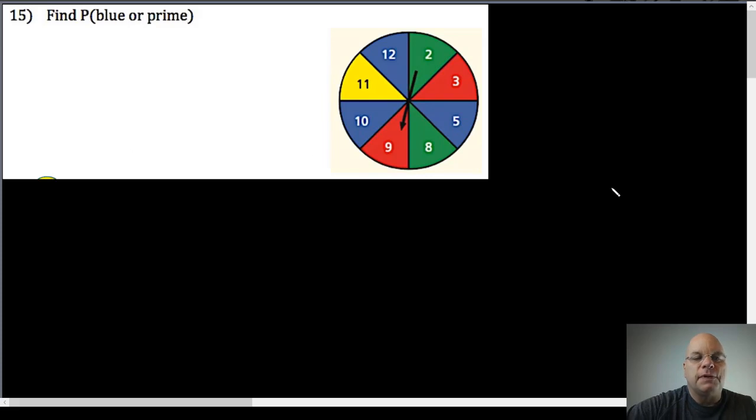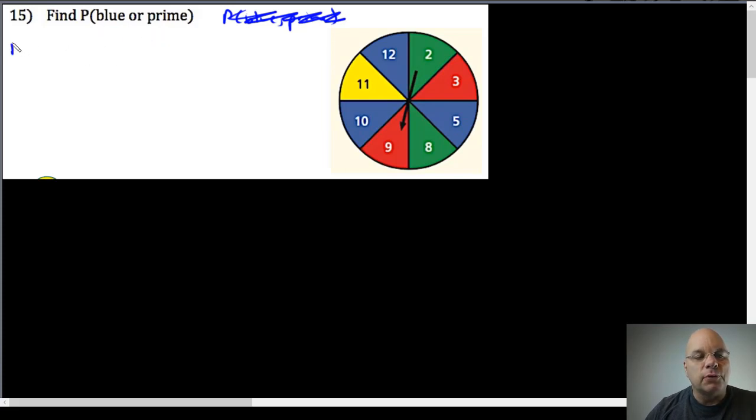Problem number 15 asks for the probability of blue or prime. Now, this is not like the other problems where we were doing probability of blue, prime. That's indicating two events, one occurring after the other, and we need them both to happen. And then we find the product of those two probabilities. This says this is a simple event. I want the probability of spinning the spinner and landing on a space that's blue or prime. And so this is a compound event.